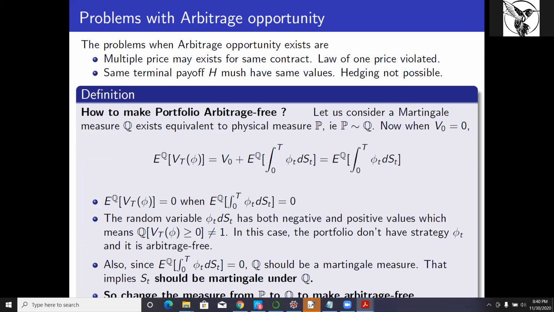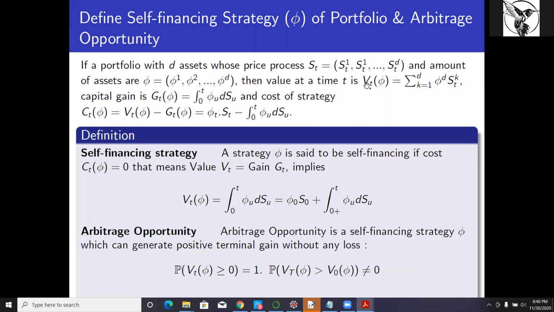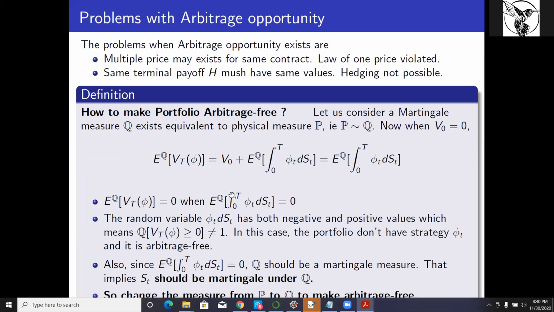If you want to compute the price of the contract, then I have to make that portfolio arbitrage free. The portfolio I'm considering here, and the value of the portfolio is this PT, I have to make it arbitrage free. How can I do that?